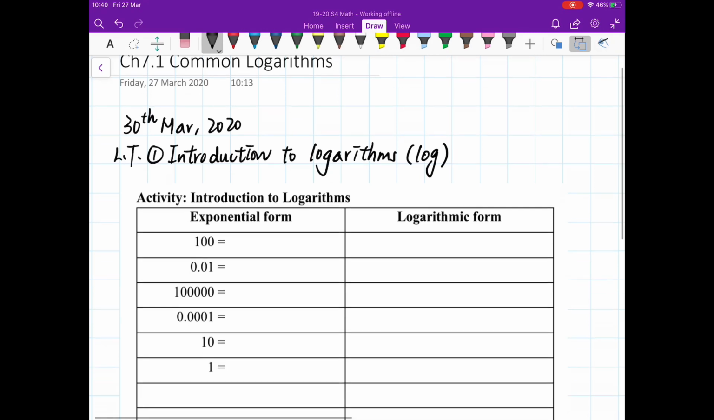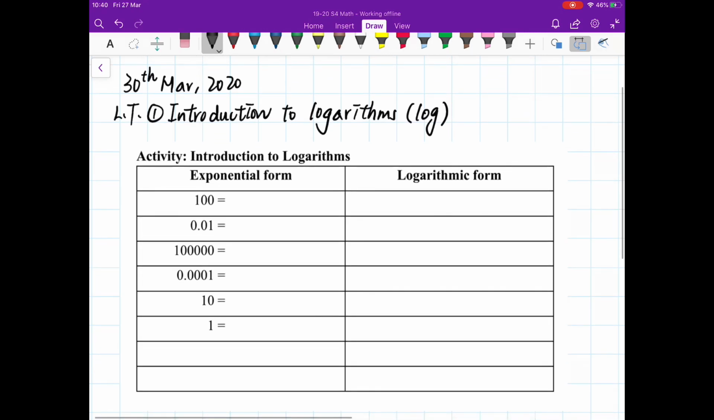At the same time, please help me to pause the video and then copy the table on your notebook. This is an activity for introductions to logarithms. As you can see, there are several numbers on the left column.